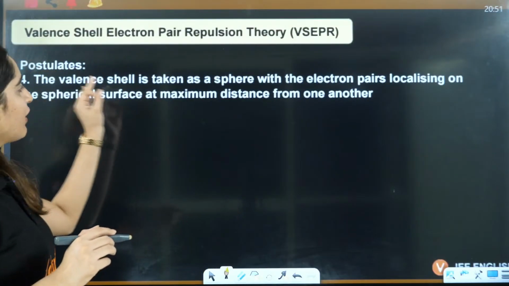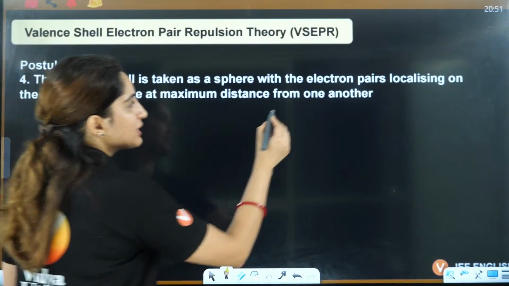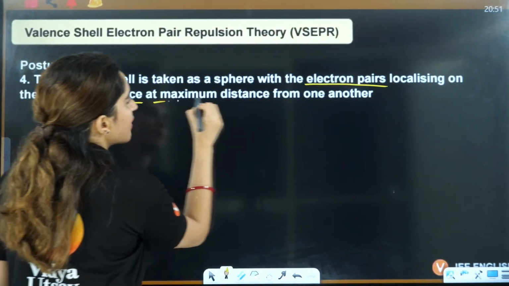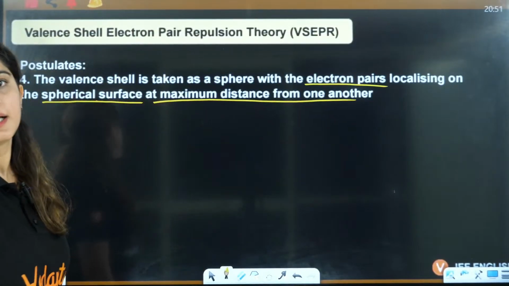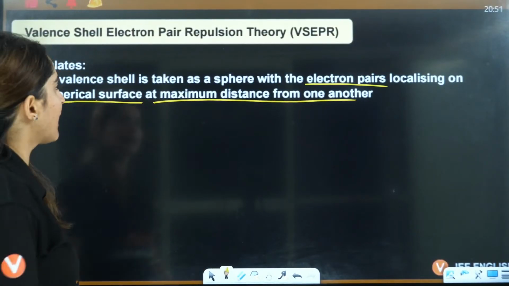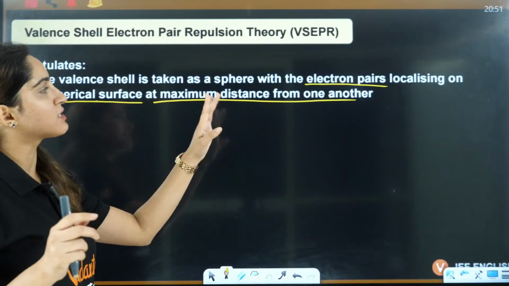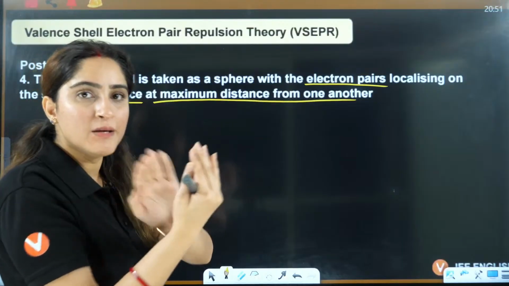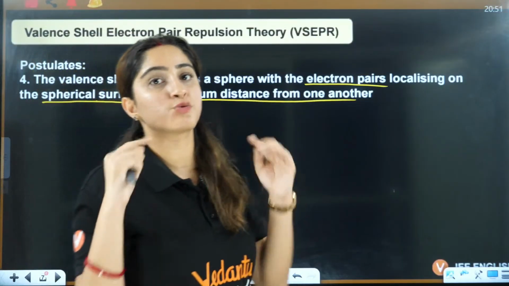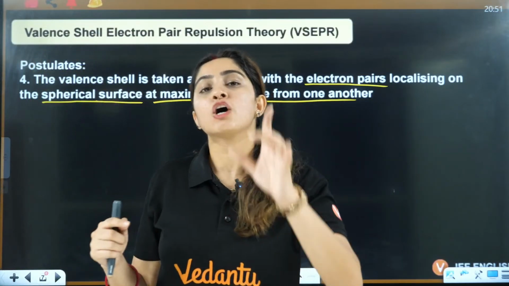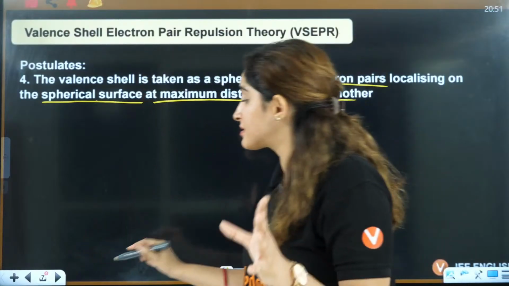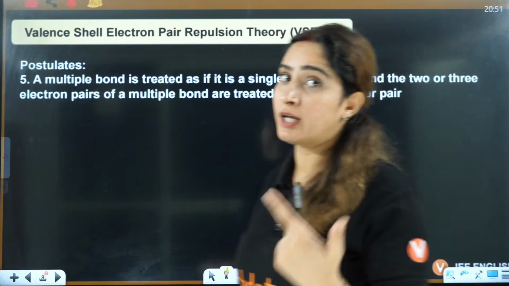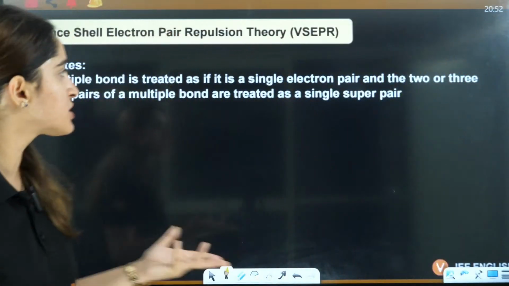Next, the valence shell is taken as a sphere with electron pairs localizing on the spherical surface at maximum distance from one another. So the valence shell is taken as a sphere so that it can have the maximum distance and minimum repulsions. That is how it is visualized, as a sphere, right? Multiple bonds like single bond and double bond also show repulsions, right?